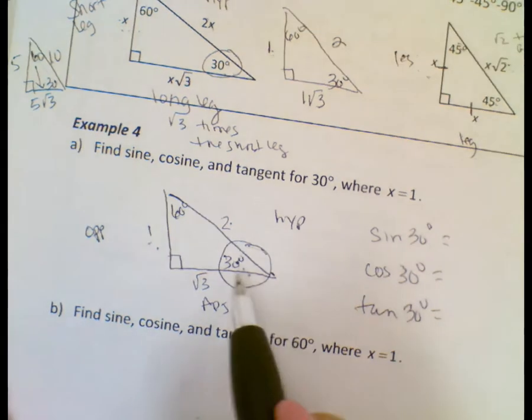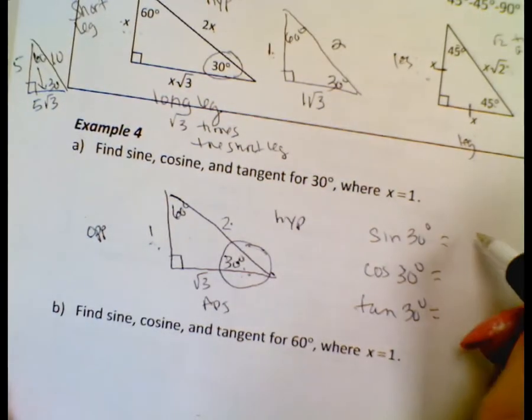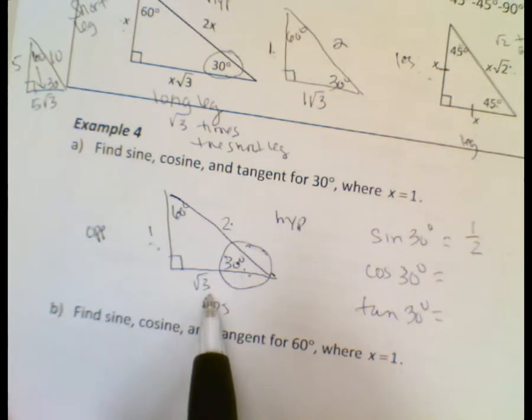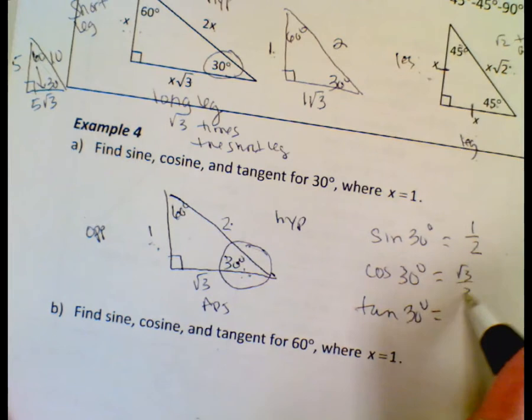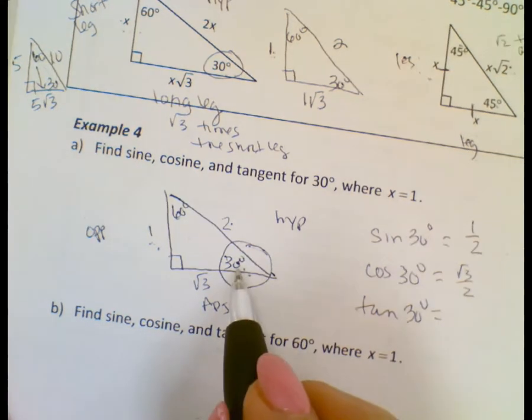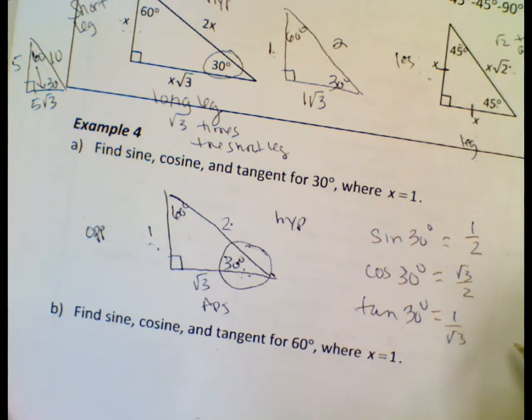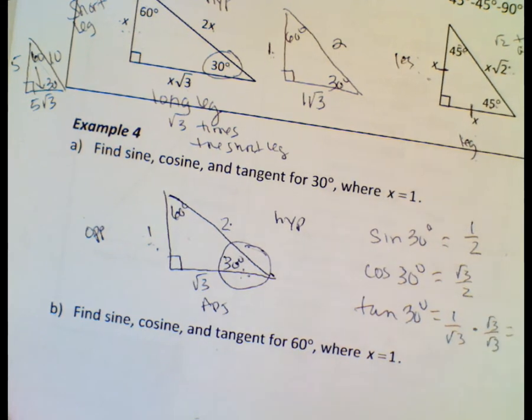Well, the sine of 30 is opposite over hypotenuse. So it's 1/2. The cosine of 30 is adjacent over hypotenuse, which is radical 3 over 2. And the tan of 30 is opposite over adjacent, which is 1 over radical 3, which we are going to rationalize for the small ones like this. So you should multiply top and bottom by radical 3 to get this.